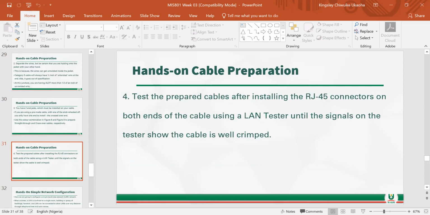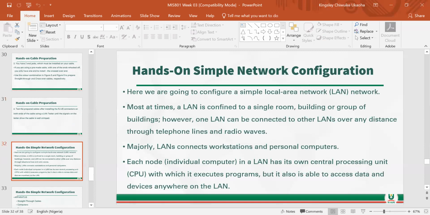Step 4, test the prepared cables after installing the RJ45 connectors on both ends of the cable using a LAN tester, until the signals on the tester show that the cable is well crimped, that is well connected and placed in good order.